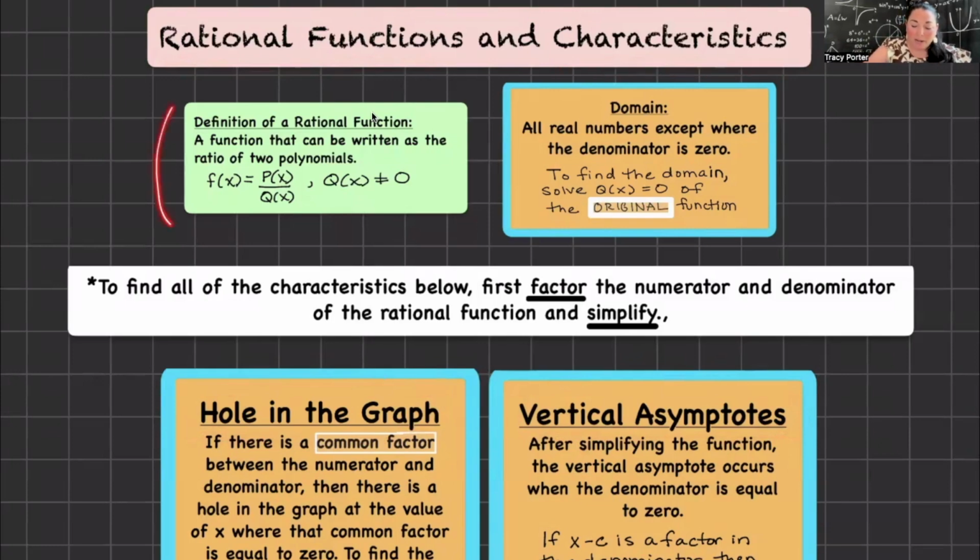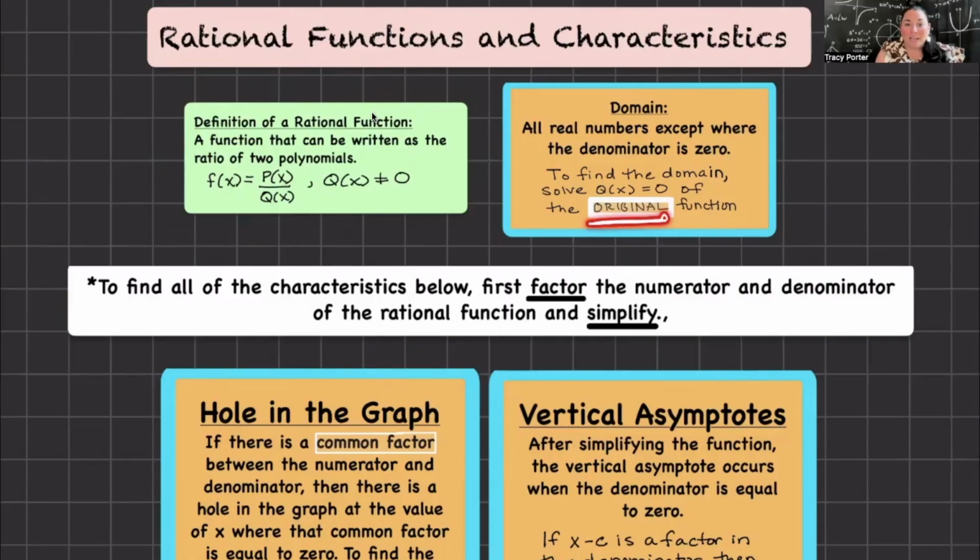So just as a reminder, a rational function. Make sure you know the definition. We are talking about fractions, right? Rational just means fractions. So you're going to have the ratio of two polynomial functions, and that's the definition of a rational function. And a big thing we're always going to be pointing out, especially in today's lesson, is the denominator cannot be zero, which means that the domain is going to be all numbers except for where the denominator is zero. And we're always going to use the original function, before you do any factoring or anything, to find the domain.